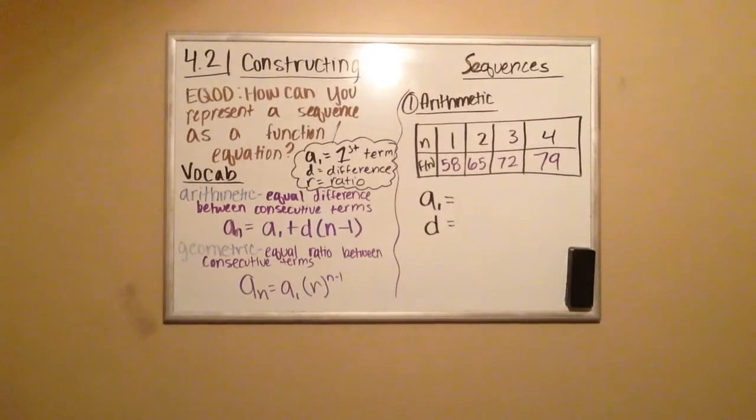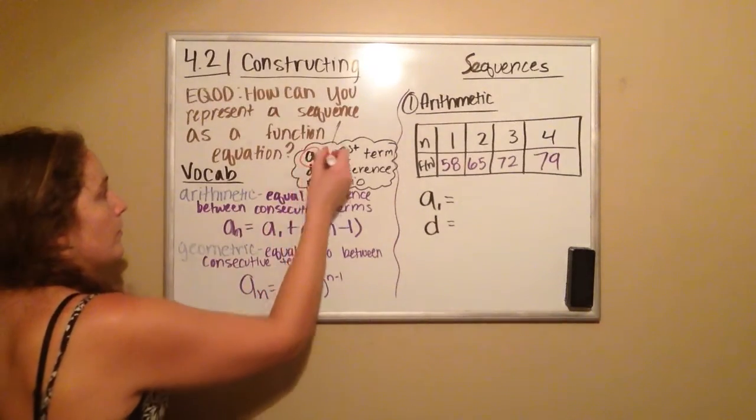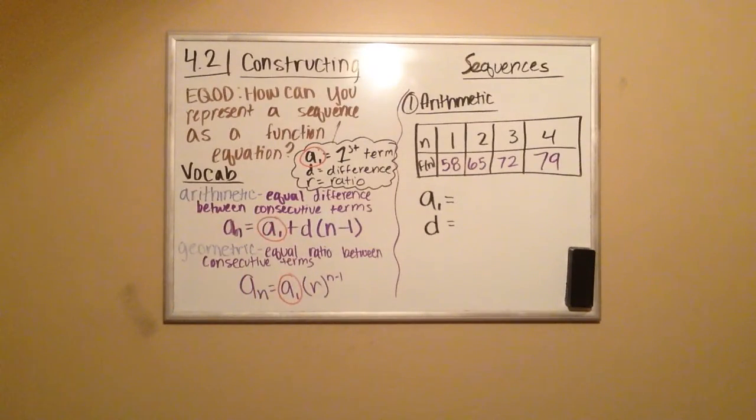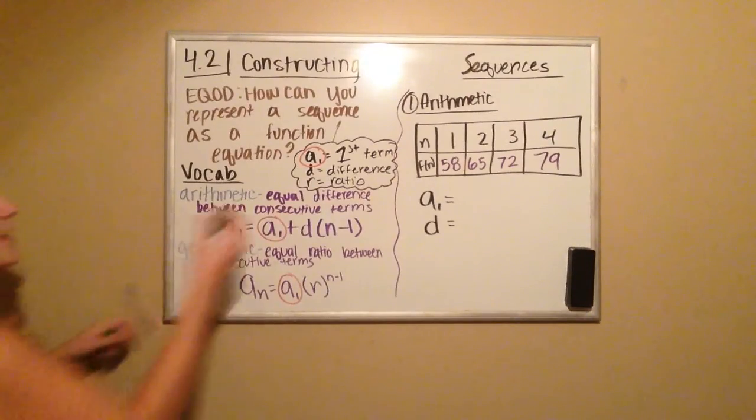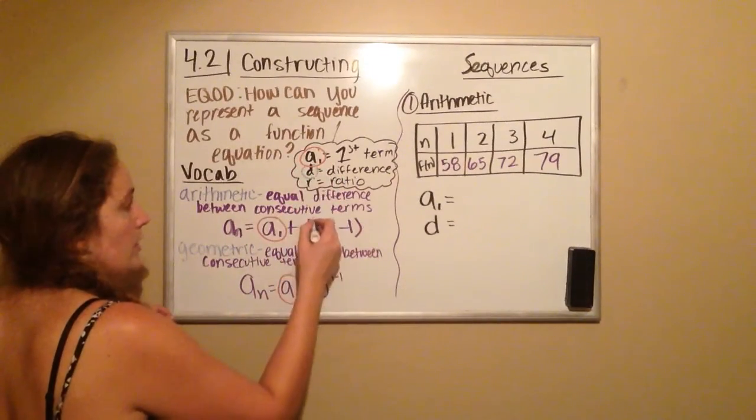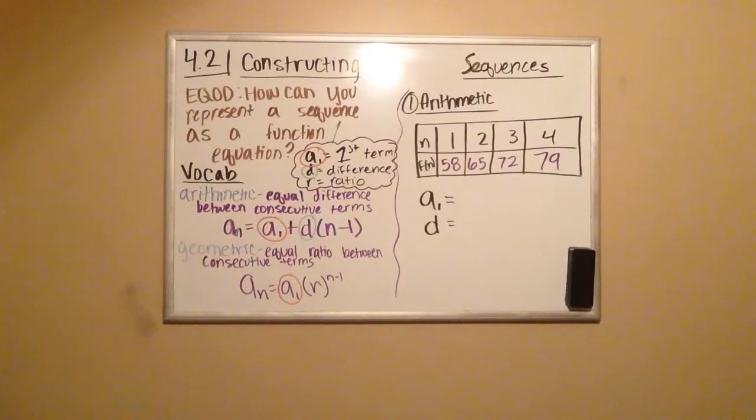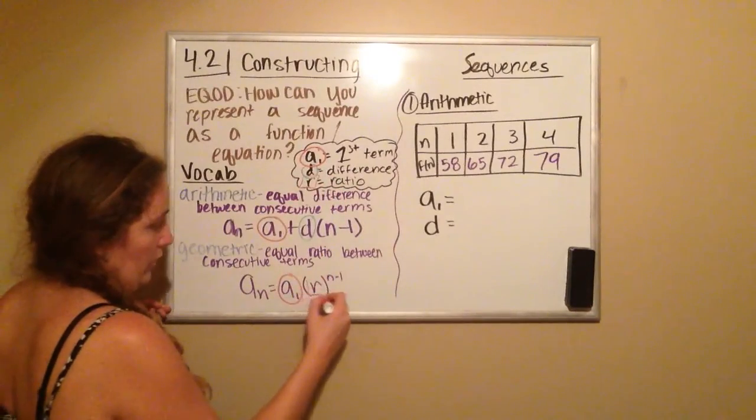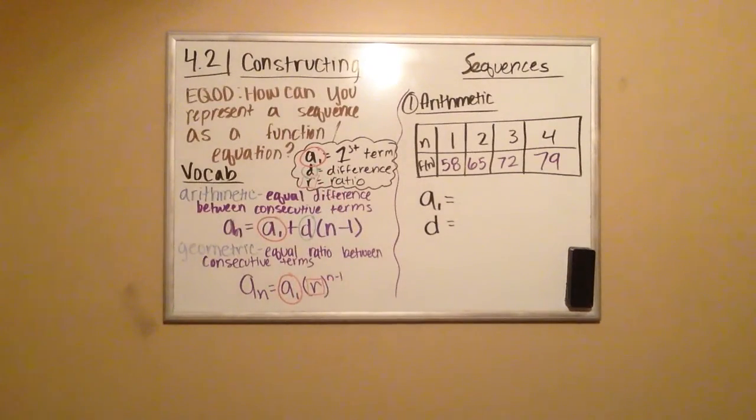And in these equations, we need to know that A1 is our first term in our sequence. So the first thing listed, our first term. Okay, our D is our ratio, just kidding, our difference in our arithmetic sequences, and our R is our ratio, or what we are multiplying our function by.